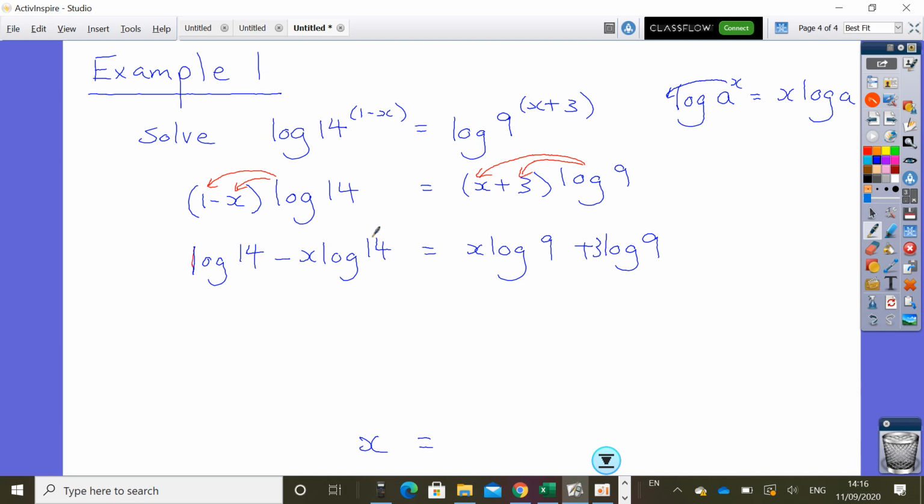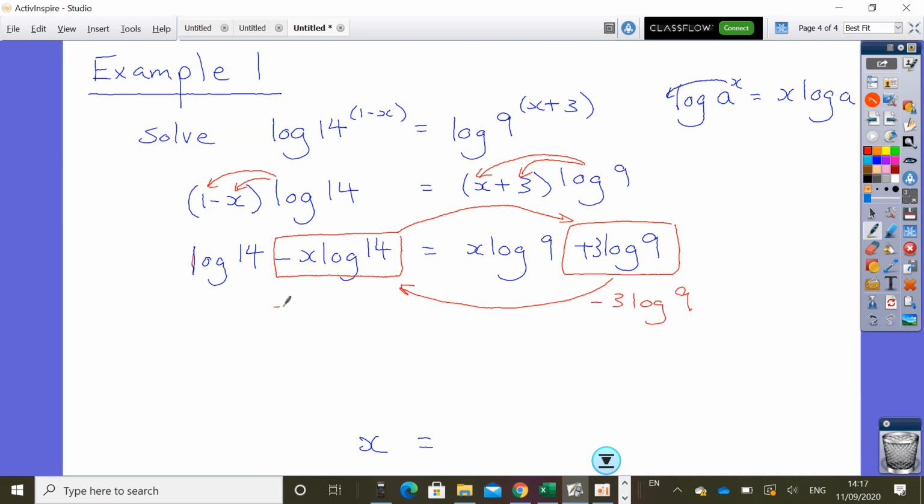So I'm going to take this whole term in red. This whole term, remember, you've got to carry the minus as well. I'm going to throw it to this side. And then I'm going to take this term and move it to this side. So then the sign will become the opposite, because you're actually minus 3 log 9 on both sides. And then this side you are actually adding x log 14.